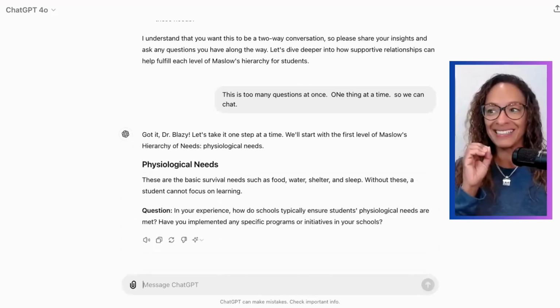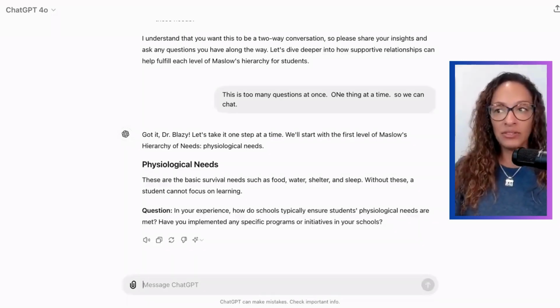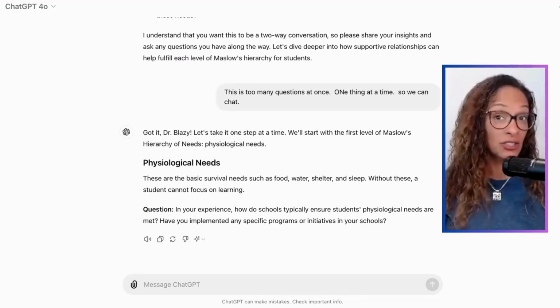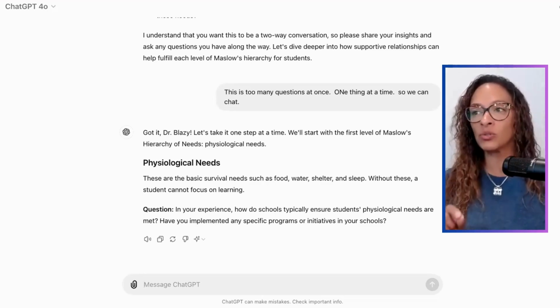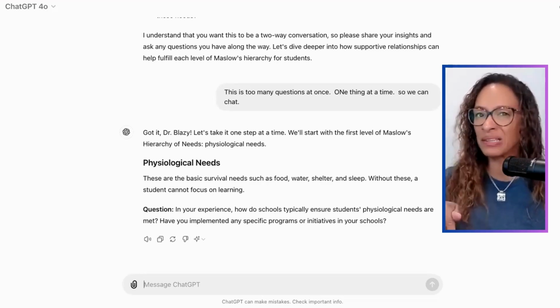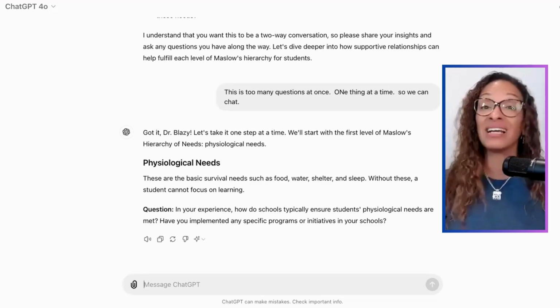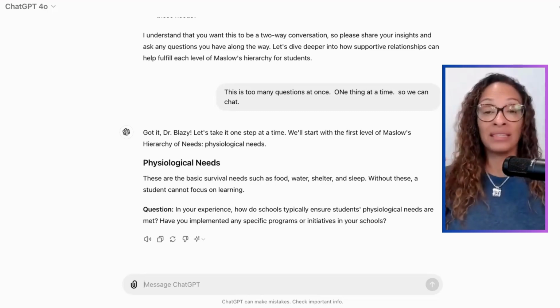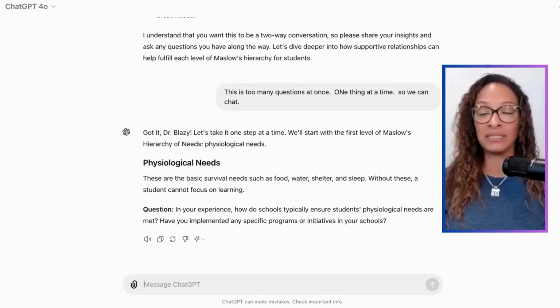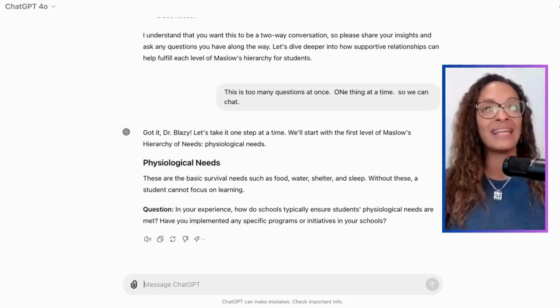Perfect. Look at this. It tells me that it understands physiological needs. Do you ever think about when a student comes to school, if they're hungry, if they slept in their car last night, if they even got sleep last night? Because if that didn't happen, students are not going to learn. So this is really nice that ChatGPT even prompted me. I wasn't even thinking of that.